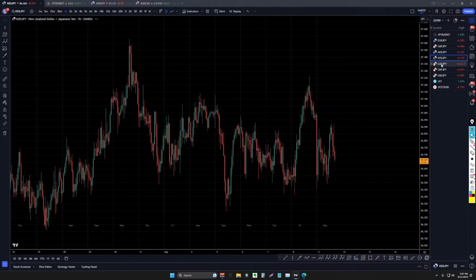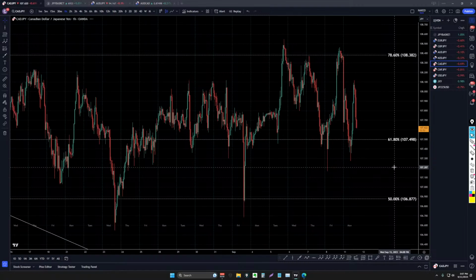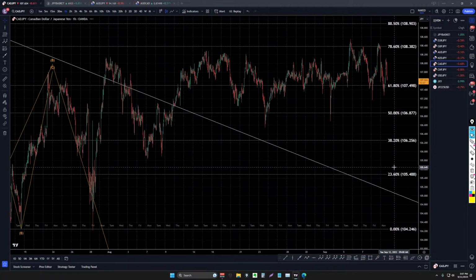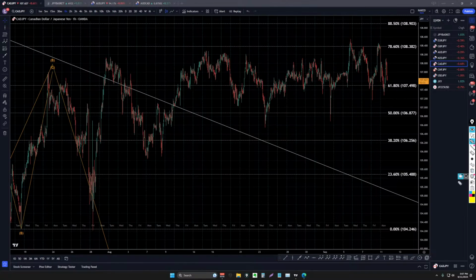The Aussie and the Kiwi, a little different. Ooh, CAD yen's going down pretty good. Zoom out a little bit on this CAD yen. Look at this price that's in. This is all the way back on the 24th of August. Just look, pretty much nothing, a whole lot of nothing for a long time. Oops, sorry, right there. There we go.